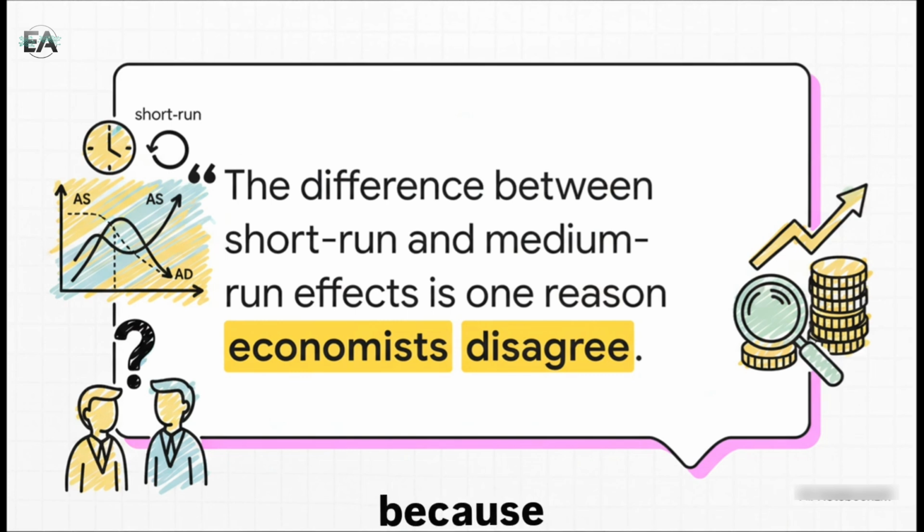It's not usually because one is right and one is wrong. It's because they're focusing on different time horizons. One economist might be screaming about the short-run pain of a recession, while another is focused on the medium-run benefits of a policy. They both have valid points, and our model helps us see exactly what that trade-off is.